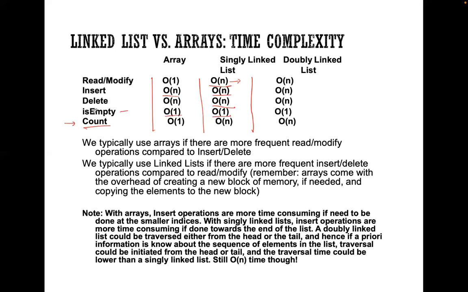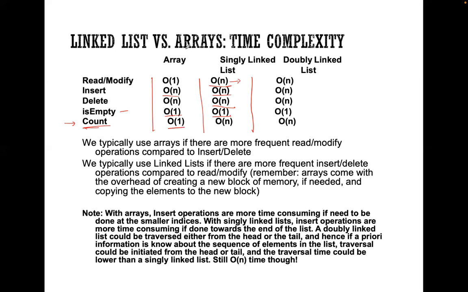So why is it order of 1 in a singly linked list? Because we just check whether the next pointer of the head pointer is null or not. If it is null, that means it is empty. If not, that means it's not empty. It's an order of 1 operation. So count, it's order of 1.